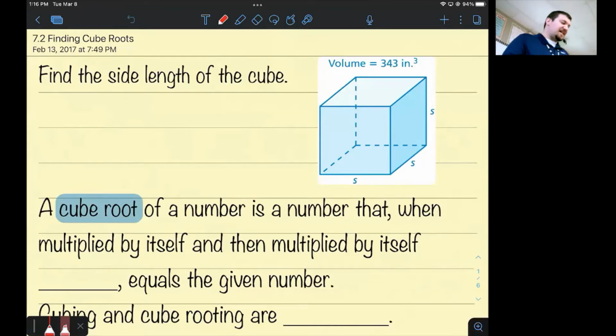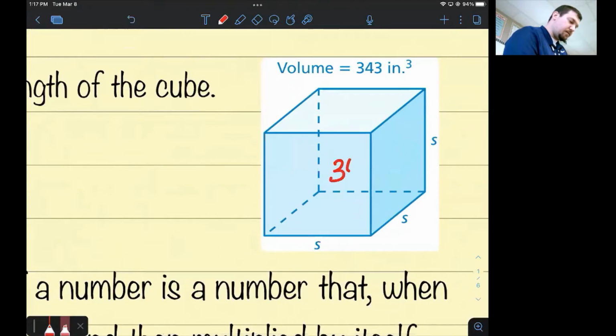All right, so find the side length of a cube. That's where cube roots would come in, right? If finding the side length of a square means I would square root its area, finding the side length of a cube means I would cube root its volume, because we're in cubic units, right? So I take 343, I cube root.